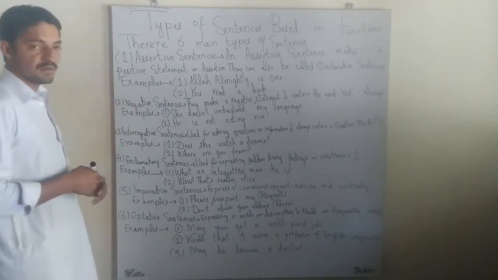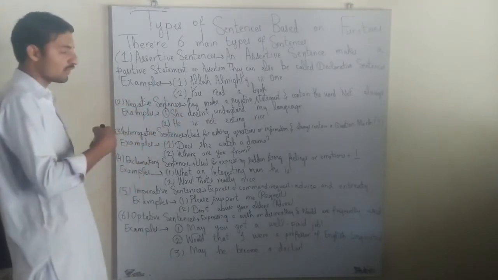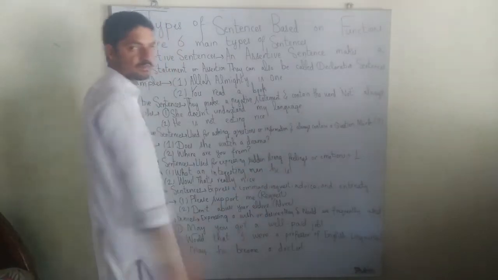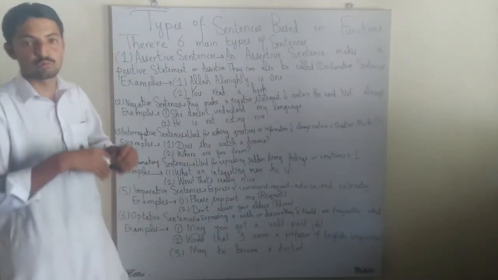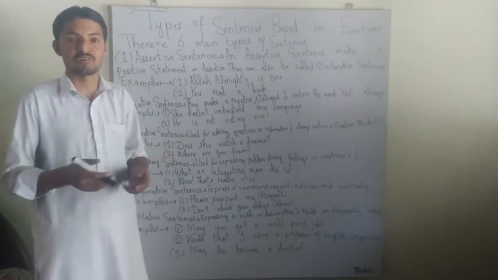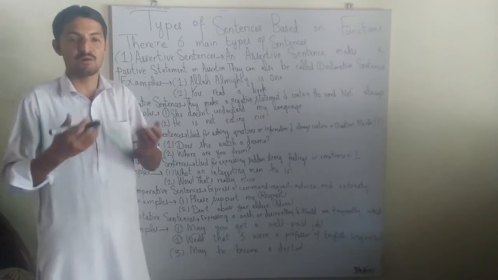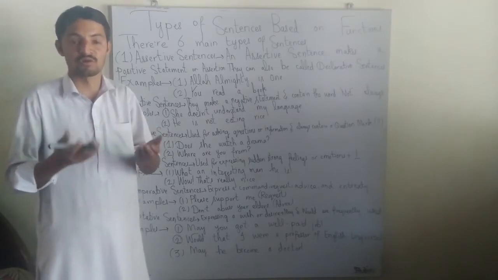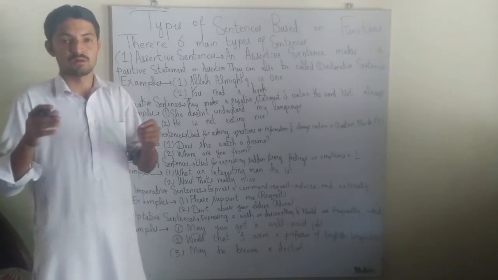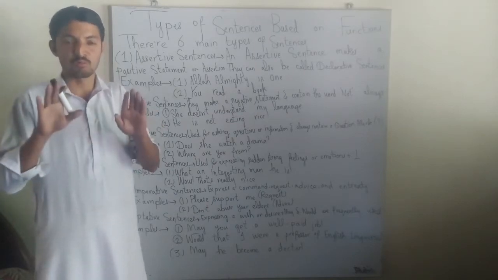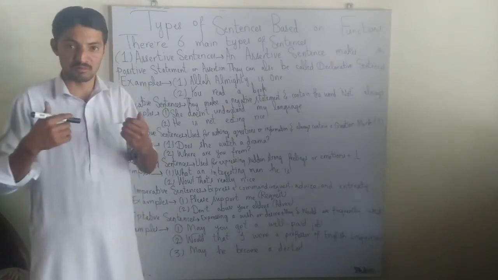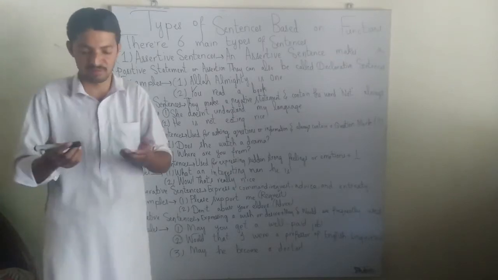We have the second type of sentence, that is negative sentences. Negative sentences are those sentences which make a negative statement and always contain the word not. They are used to negate something. You will see different words like doesn't, don't, hasn't, haven't, isn't, aren't, wasn't, weren't. But a negative sentence must have the word not. The word not is always found in all negative sentences. It is the best way through which you can identify a negative sentence.